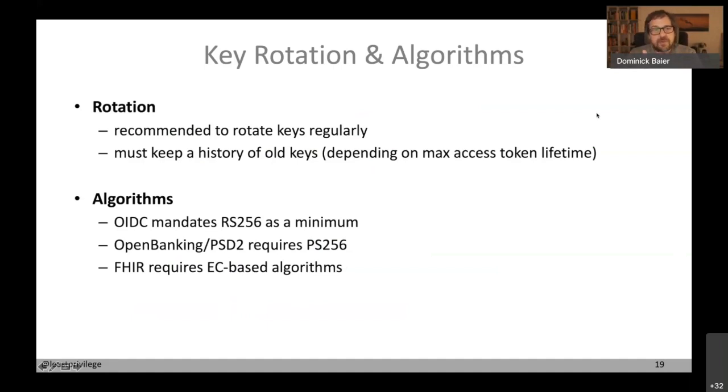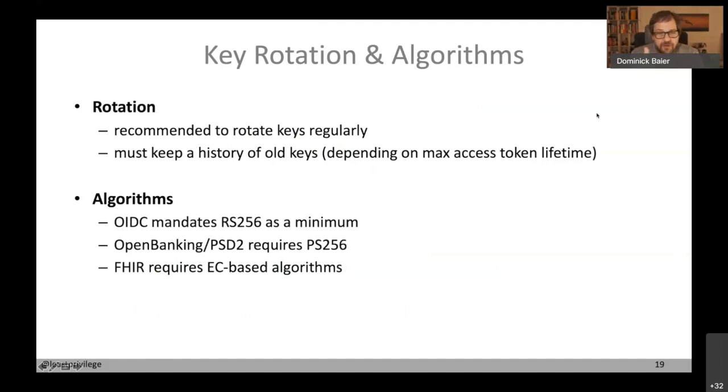You typically want to keep a history of at least the previous key, so that at the time of rotating, your old access tokens that are still valid still validate. And then, depending on how old your access tokens can get, you can get rid of the old keys at some point.